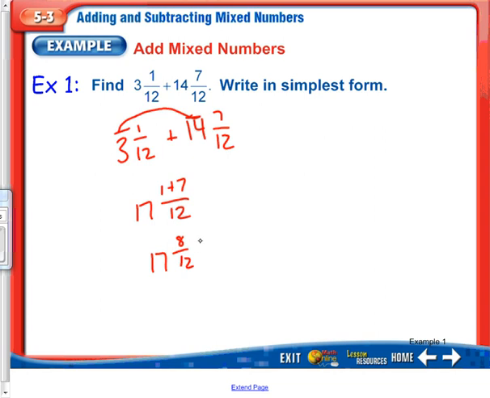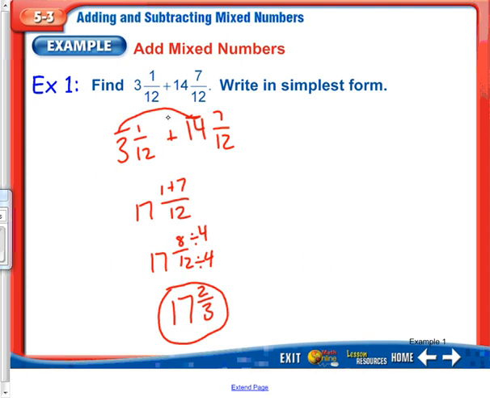The last step I always need to do whenever I'm working with fractions is simplify. So I can divide both of these by 4. Again, I need to show this work that is expected of you. And so I get 17 2/3 is my answer. And I can't simplify that anymore.